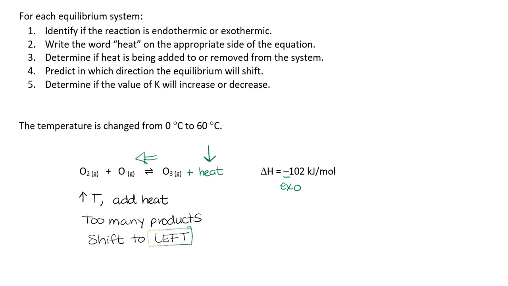The next thing we do is determine what will happen to the value of K. The equilibrium shifted to the left, so that means we're seeing an increase in reactants as a result of that shift. An increase in reactants means we have a larger denominator in the mass action expression. If the denominator is larger, then we will see a decrease in the value of the equilibrium constant.